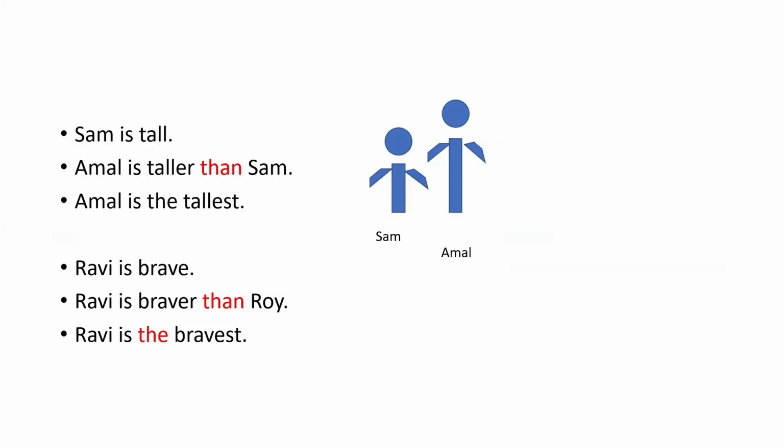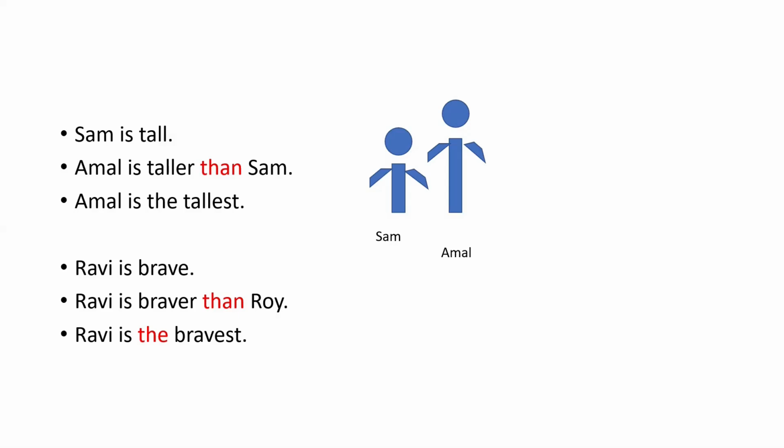Here in this slide, you can see how we form sentences by using three degrees of the adjectives. Look at the first sentence. Sam is tall. Here we only use the basic adjective without changing it. Amal is taller than Sam. In the second sentence, you can see I compared Amal's height with Sam's height. In the comparative degree, we add ER to the positive degree adjectives with than. Amal is the tallest.